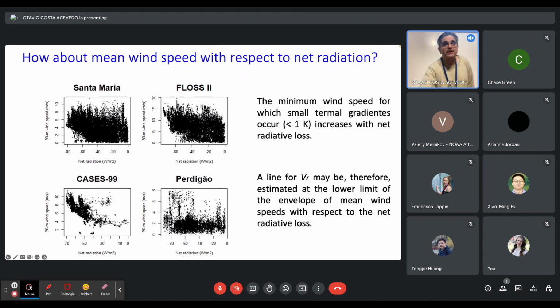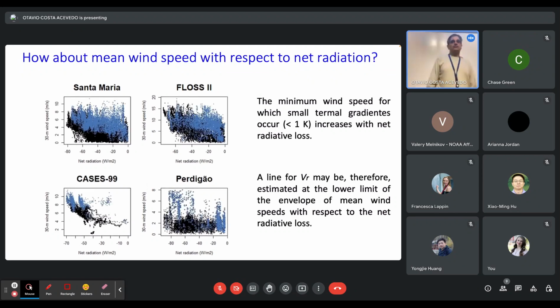And if you put here only data with reduced temperature gradients, you have this. You can see that it's almost like there is a minimum wind speed for which you have mixing. And it seems to vary, at least for Santa Maria and Flos, where the data sets are large enough, kind of linearly with net radiation. So that you can make this line here.